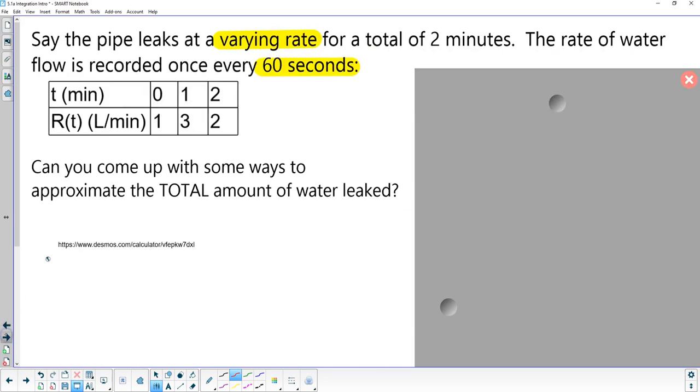Okay. The thing is that is not a very realistic example, right? Typically things change at changing rates. They usually don't just have this nice constant rate of change of 3, right? Usually they change at varying rates. So what about this? The rate of water flow, still for 2 minutes, okay? The pipe leaks, and now it's recorded every 60 seconds. Okay, can you copy that table in your notes for me?